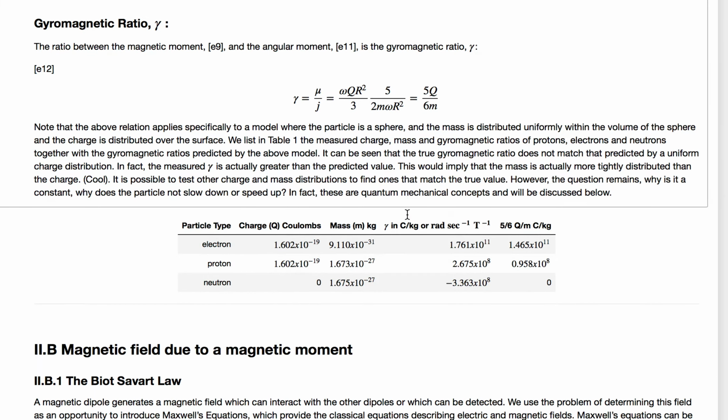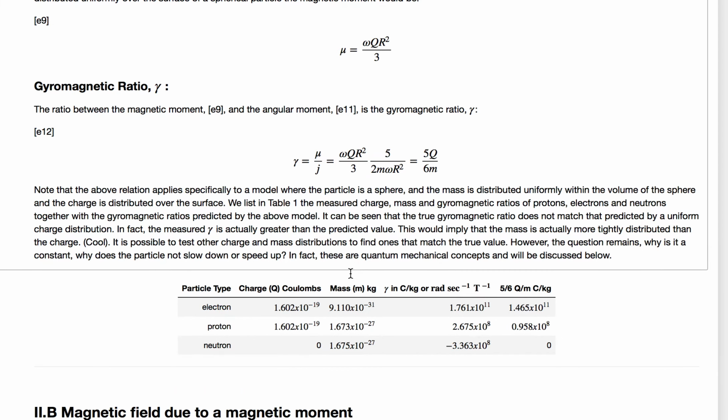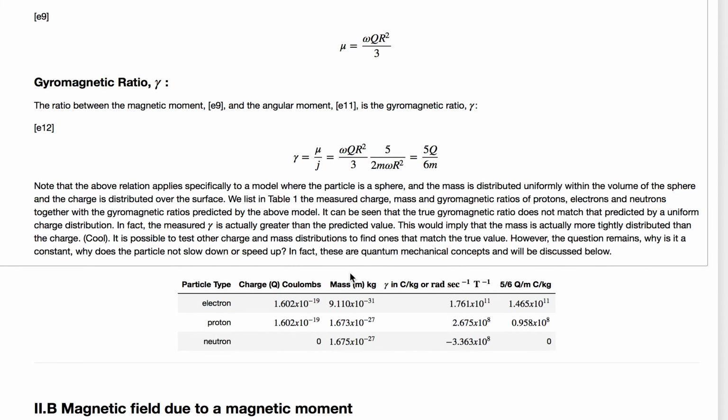Well, the interesting thing is that the proton has a gamma, which is related to the ratio of the charge to the mass, and it's quite different from that number. And so we'll talk about that in our lecture, but it relates to possibly how the things are distributed, or maybe it's just a quantum mechanical phenomenon that is just the way nature is.